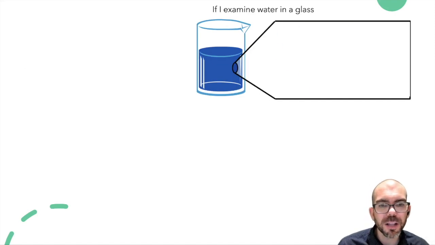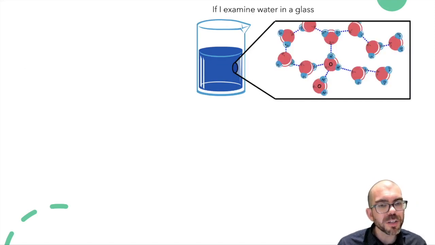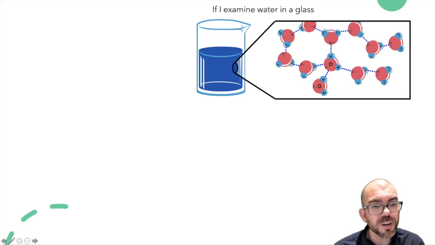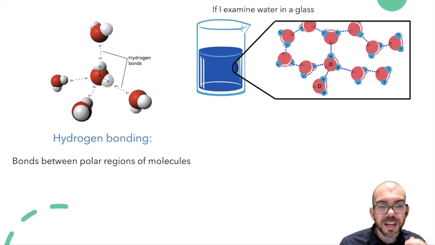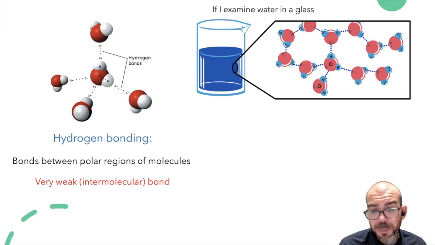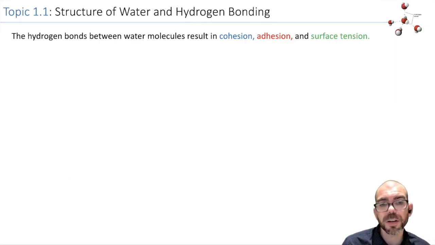If I were to zoom into a glass of water, this is what I would see. I would see water molecules bouncing around, but also forming bonds with one another. The negative region of the oxygen atoms are able to form bonds with the positive region of the hydrogen atoms on other water molecules. We refer to this kind of bonding as hydrogen bonding, the bonds between the polar regions of molecules. It's important to note that this is a very weak intermolecular bond. It is very rapidly formed and broken. That is why water stays liquid at room temperature. These bonds do not last for very long, but they do cause three unique properties of water with living things that we want to know about.